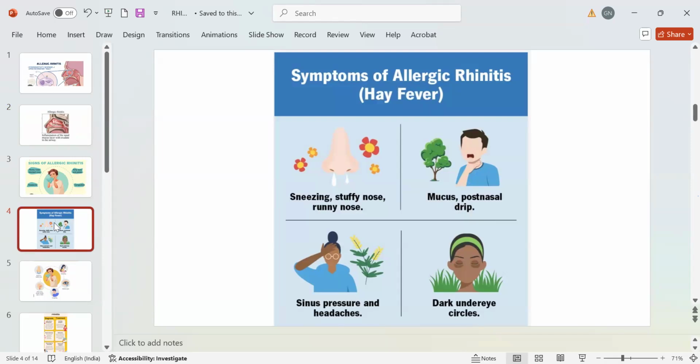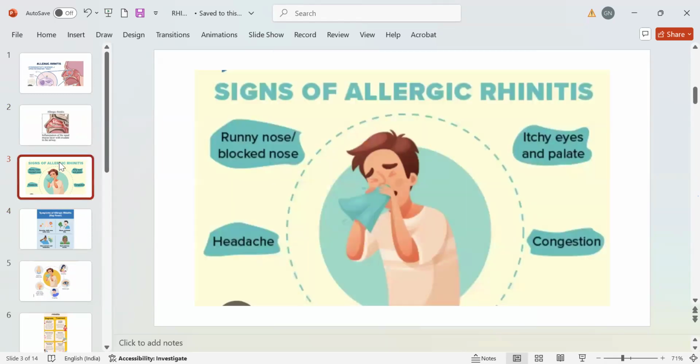Symptoms will be sneezing, stuffy nose, runny nose, mucus, postnasal drip. Postnasal drip means something trickling down the throat, backside of the throat. Then some patient will say sinus pressure like headache and dark under eye circles. These are the signs and symptoms of allergic rhinitis.